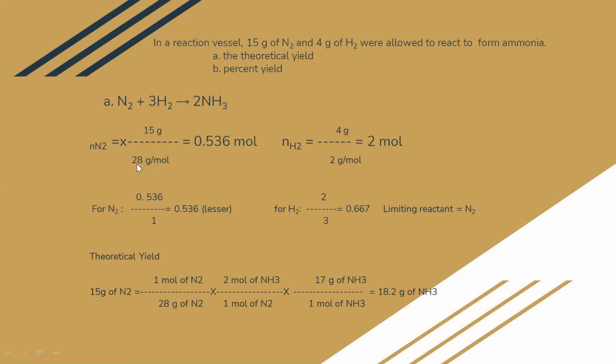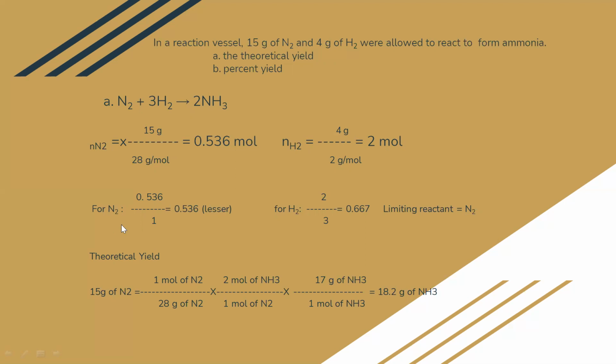So this is the molar mass of nitrogen gas. Therefore, the answer would be 0.536 mole. Another one is the number of moles of hydrogen gas. Therefore, we have here 4 grams, the given, over 2 grams per mole. So this is the molar mass of hydrogen gas: 1 plus 1 equals 2. 4 divided by 2 would be 2 moles. So cancel the grams, cancel the grams.